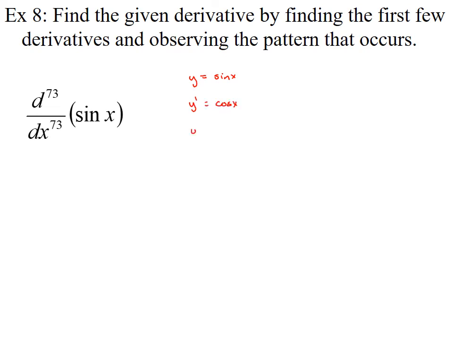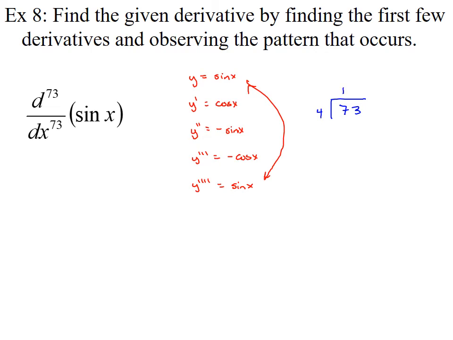Sine's derivative becomes cosine. Cosine's derivative becomes negative sine. The derivative of negative sine is negative cosine, all the way until you get to the fourth derivative, and ta-da! You notice that the original function and the fourth derivative are exactly the same thing. That means that every 4 derivatives, the sine derivative repeats itself. So what I would recommend you do is not find 73 derivatives by hand, but instead divide it by 4 and see if you can figure out how to do that.